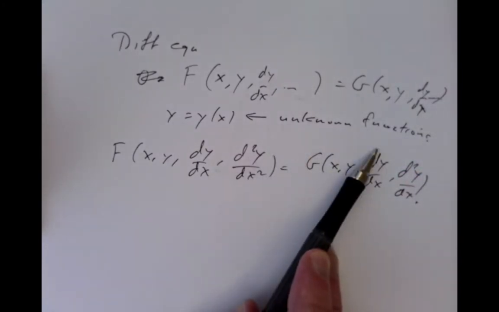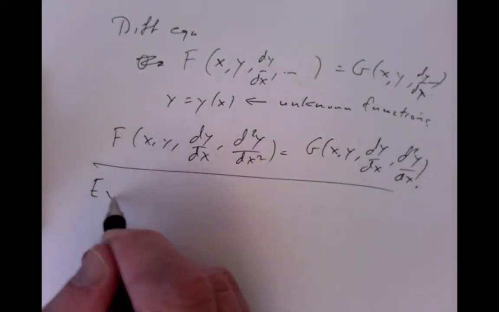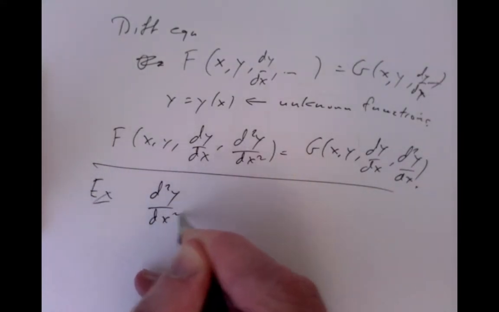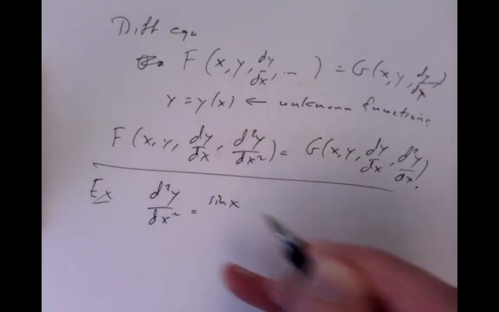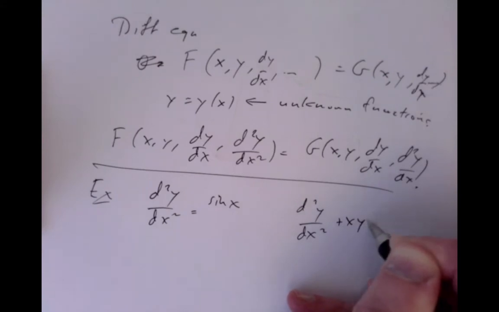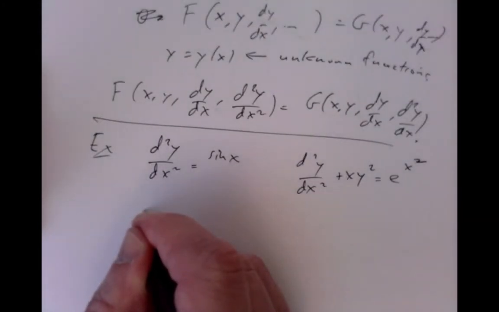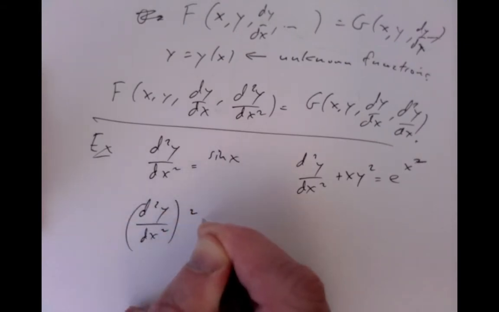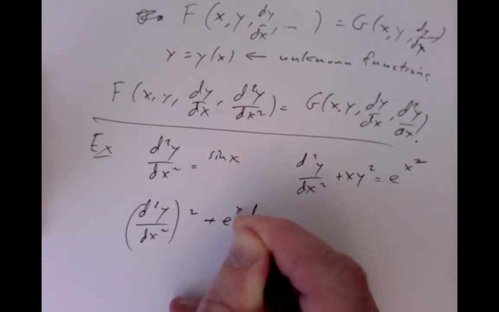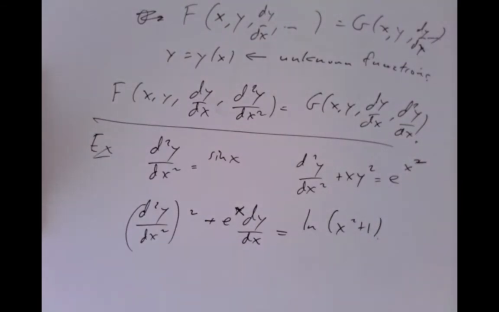In calculus, we're usually looking for a number. The unknown is usually some number which we're trying to find. In differential equations, the unknown is an unknown function, and all we know about it is that it satisfies some sort of rule. So as simple examples, we could have things like the second derivative of an unknown function is equal to the sine of x, or the second derivative of an unknown function plus x times y squared is equal to e to the x squared. Or we could have something like the second derivative squared plus e to the x times the first derivative is equal to the natural log of x squared plus 1, for example.